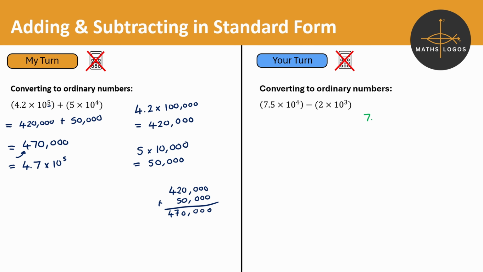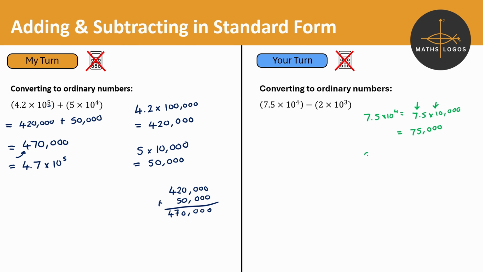Let's go ahead and turn each of these into an ordinary number. 7.5 multiplied by 10 to the power of 4 is equal to 7.5 multiplied by 10,000. Now we know we have just over 7 lots of 10,000. Because 7 lots of 10,000 would be 70,000, that means 7.5 lots of 10,000 is 75,000. If in doubt, just replace this digit 7 where the 1 is here, and then every other digit goes to the right.